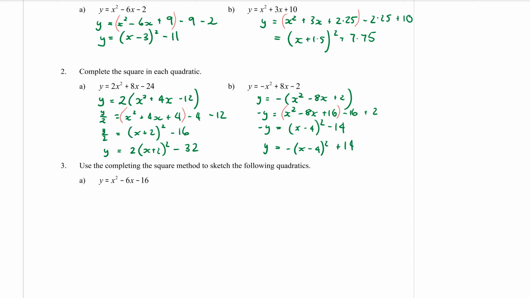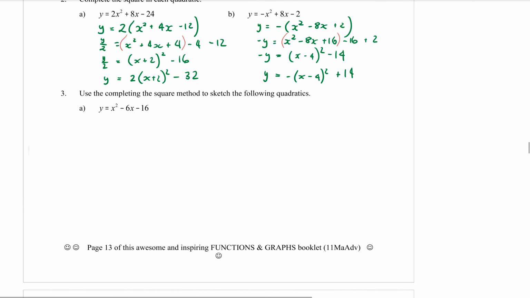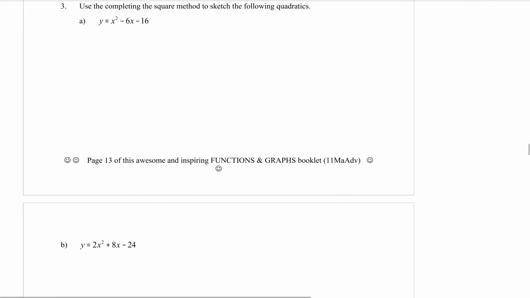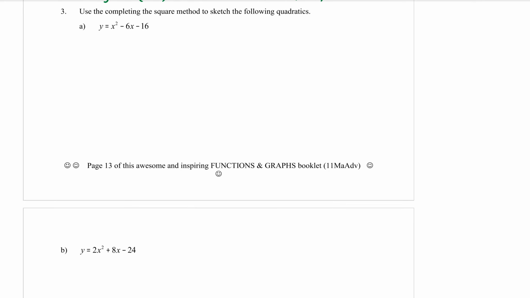So now that we've practiced that, obviously we want to use that to help us draw a parabola. Okay? So it says, use the completing the square method to sketch the following quadratics. So first of all, we do exactly what we've just been doing. We use completing the square to turn that into turning point form of that equation. So let's do that. We leave the y. We keep the x squared and the minus 6x. I find my new term. I halve the 6, which is minus 3. Square it is a plus 9. Straight away take it off again. And the minus 16 on the end.